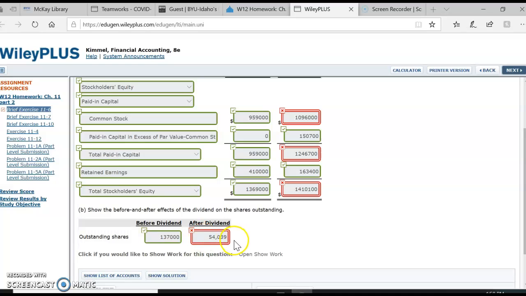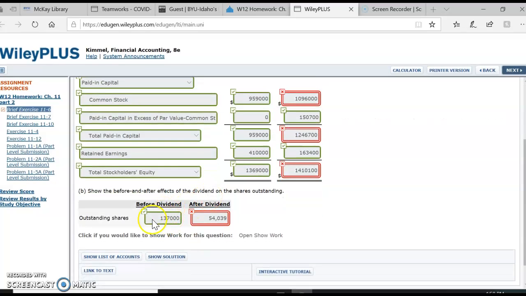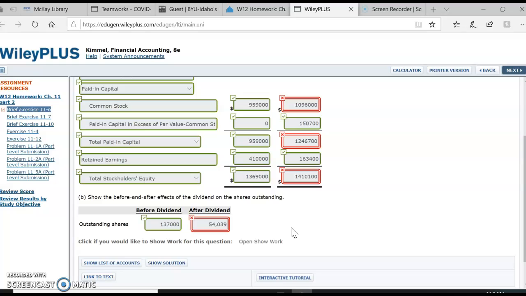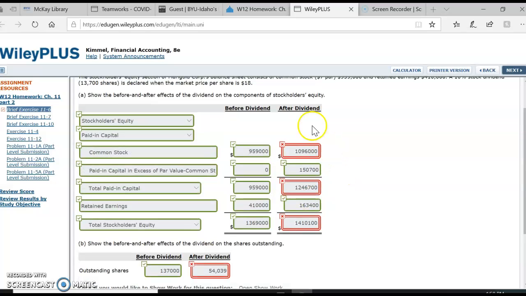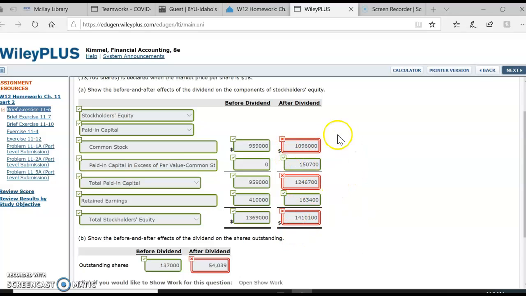And here I'm making the assumption that if I add 13,700 shares to this number before dividends, that will give me 150,700 outstanding shares after dividends. Again, I'm just making an assumption here, but please, if you come up with the right answers or how you did it, I will really appreciate it.